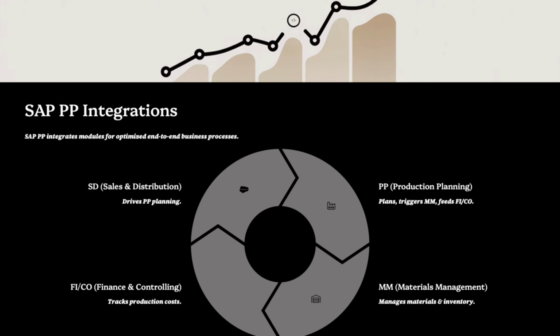Part 4. Integration of PP with MM and SD. One of the biggest strengths of SAP is integration, and PP doesn't work in isolation. To deliver real business value, PP connects tightly with both MM, Materials Management, and SD, Sales and Distribution. Here's how. PP and MM. When PP runs MRP, it automatically checks material master data in MM to see if enough raw materials are available. If not, MRP creates purchase requisitions in MM, triggering procurement.